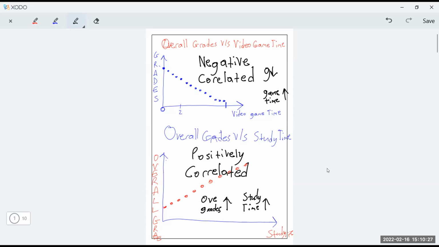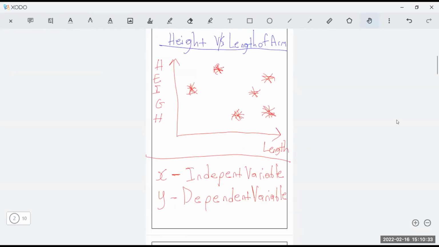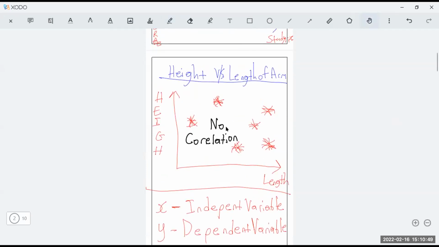All right. Then the next one is, of course, no correlation. No correlation at all. This is when we can't make any judgment at all. It's all over the place. So we can't make any correlation at all. That's where the idea of no correlation comes into play.